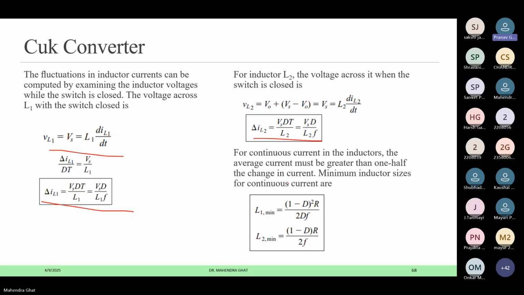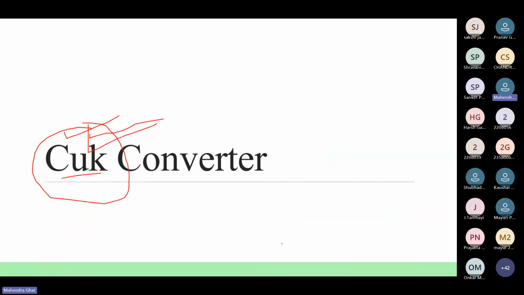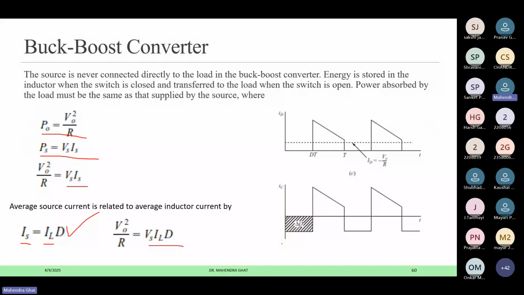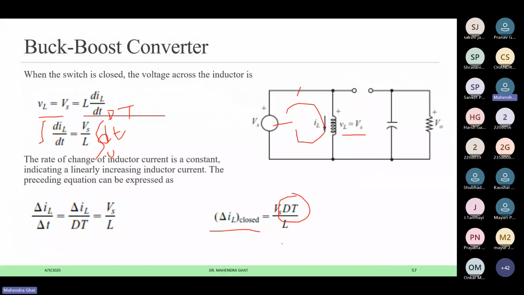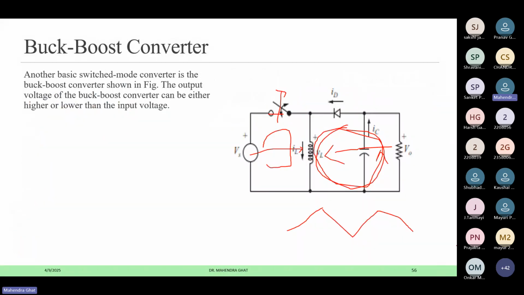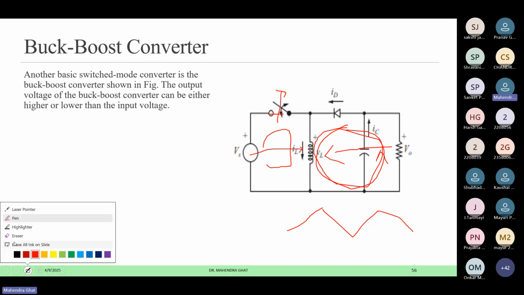Sir, what are the advantages of the Cuk converter over the buck converter? Actually, this Cuk converter is a buck boost converter. It's not just the buck or the boost. But if you consider the normal boost converter, so this is the boost converter, buck boost converter. So here you can see what is happening.